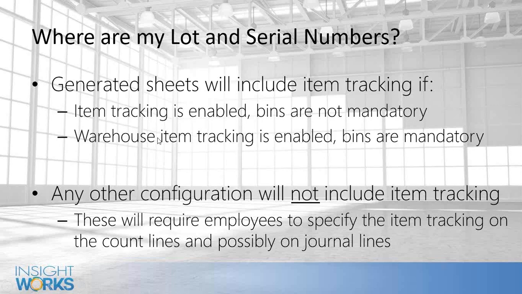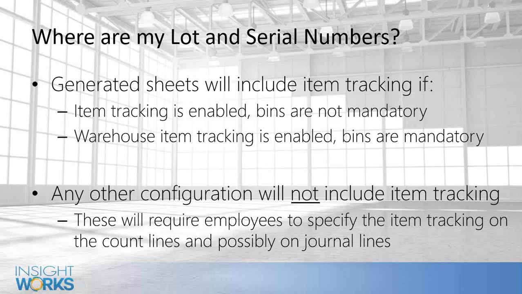Or if you have bins mandatory and you have warehouse item tracking enabled, it will also generate 1 count sheet line per lot number or serial number. No other configuration will do that. You'll get 1 line that says go count 20 serial numbers, and it won't break out those serial numbers. You can use the count sheet report, if you're doing paper-based reports and things like that, to help break it out.